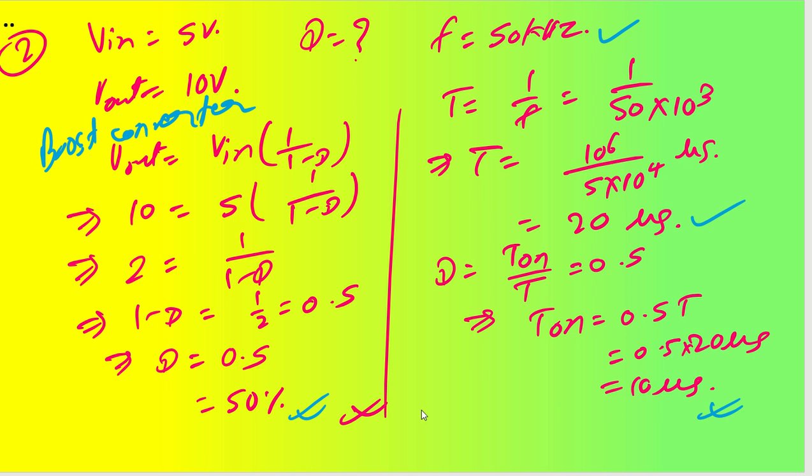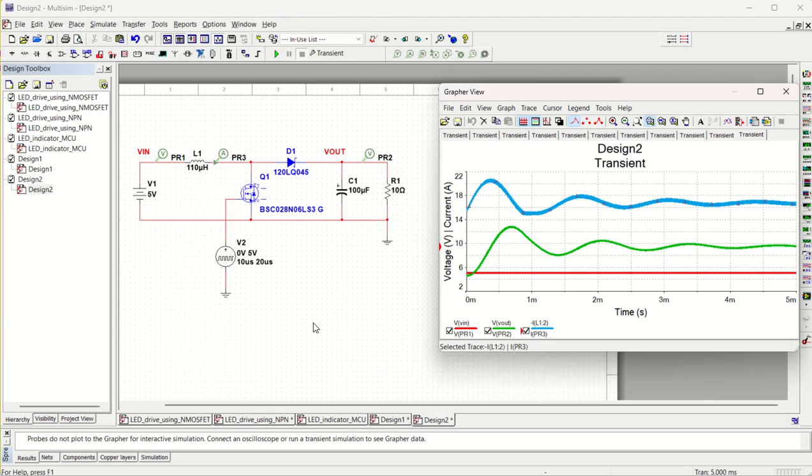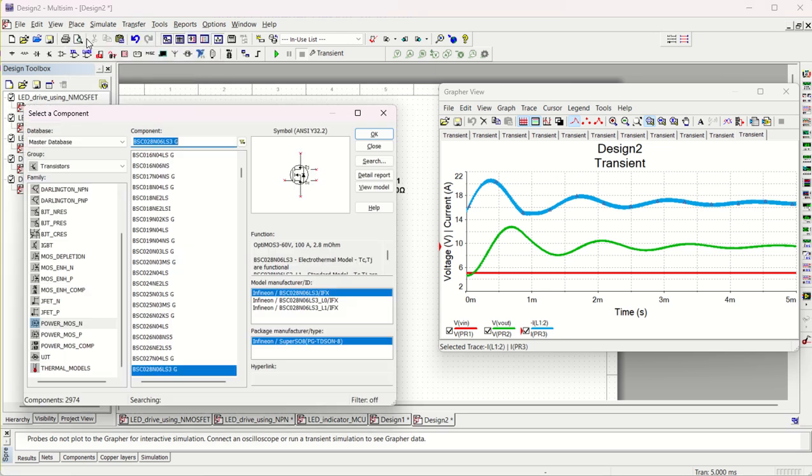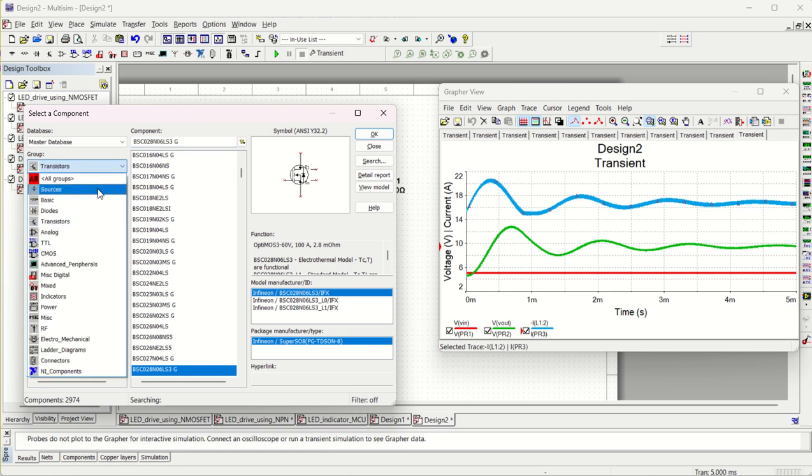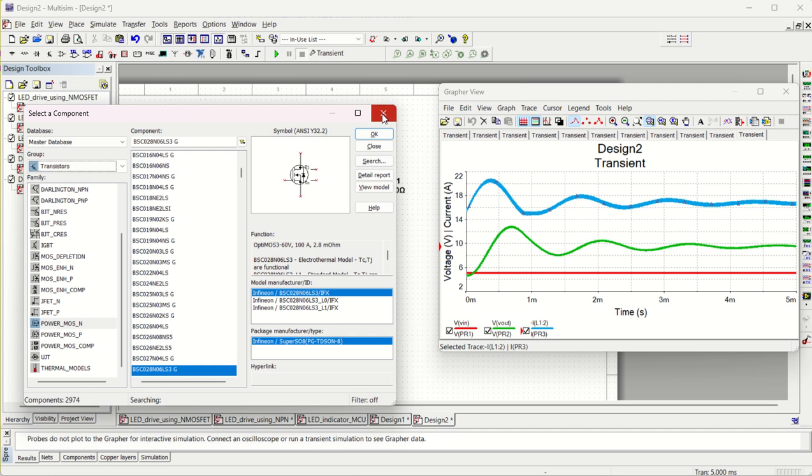Now let us see the output curve. This is the circuit that I have made. If you want, you can watch my previous videos on how to enter circuits in NI Multisim, and in that way put all the components one by one. Or otherwise, very simply, you can go to place components and select the desired components that are needed. Right here, the groups are there and the components are there.